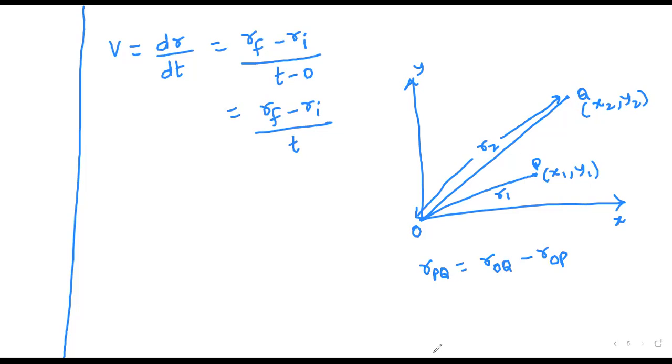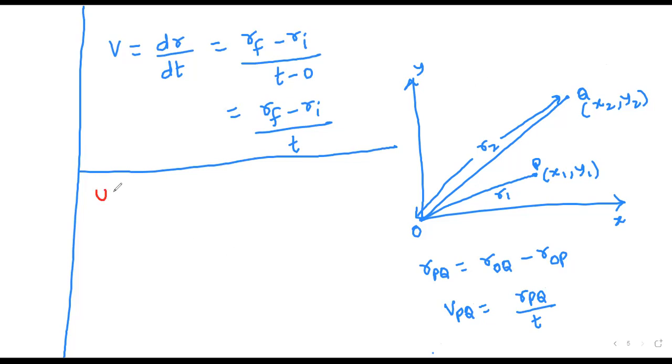That is final position minus initial position, which we get as displacement. So velocity of PQ I can write as r PQ by t. Like this, we'll find the velocity.